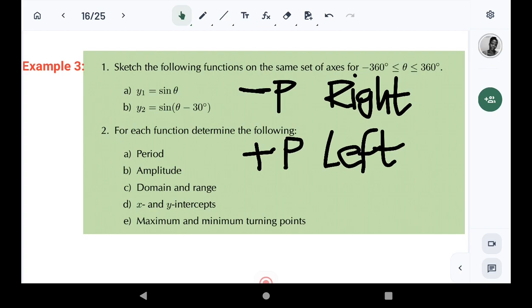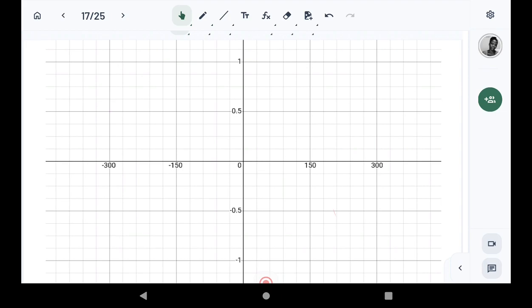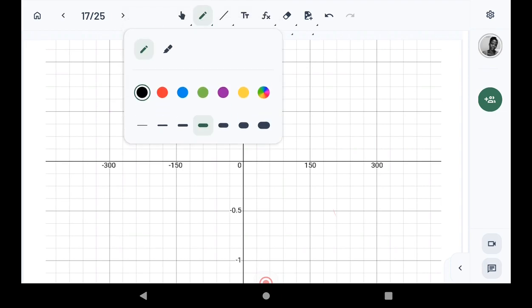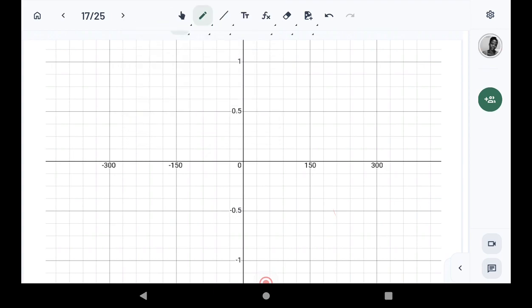Let's plot the standard one, y equals sine theta. That should be easy because we've been plotting that for quite a bit now. So let's plot the points. We start at 0 and then go to 90 degrees. Let's count: 30, 60, 90. That is the maximum turning point. 1, 2, 3. That is 0 at 180. 1, 2, 3. That is the minimum turning point. 1, 2, 3. And that is back to 0.